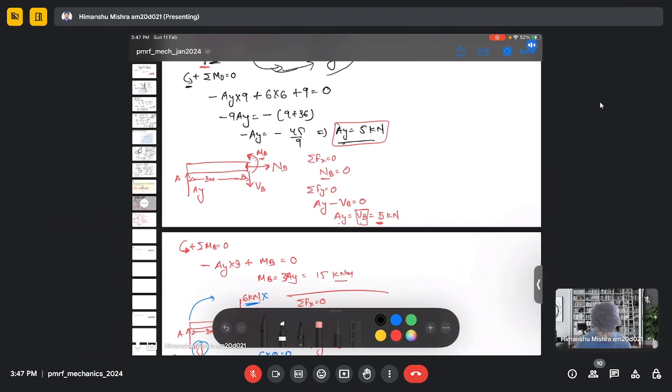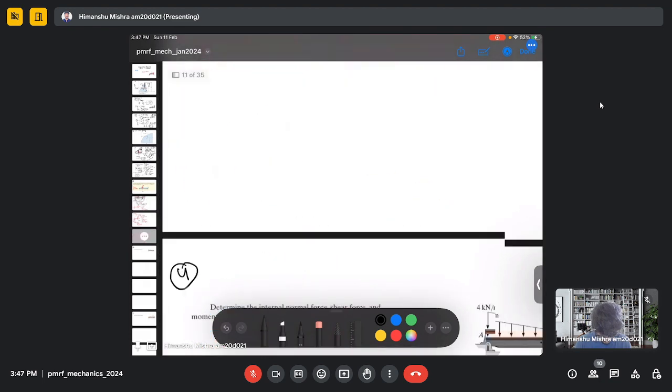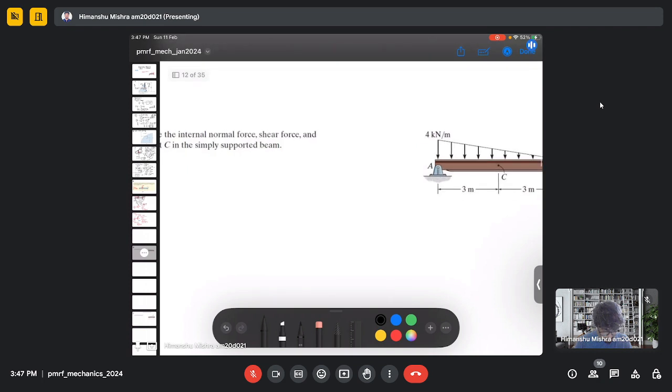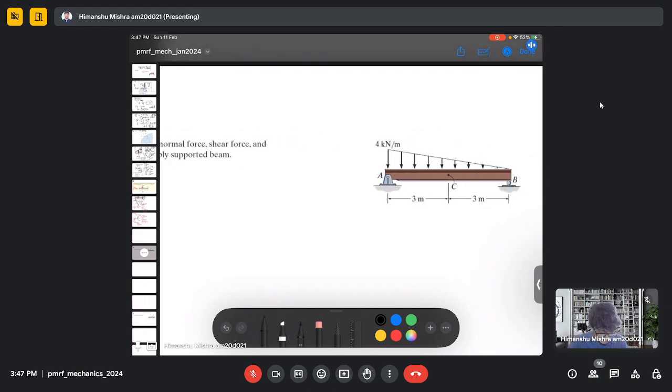Okay, then let's move to the next one. So now we are solving a problem where we have a load which is varying in the x direction. So we need to find the forces and moment at this point, at point C.